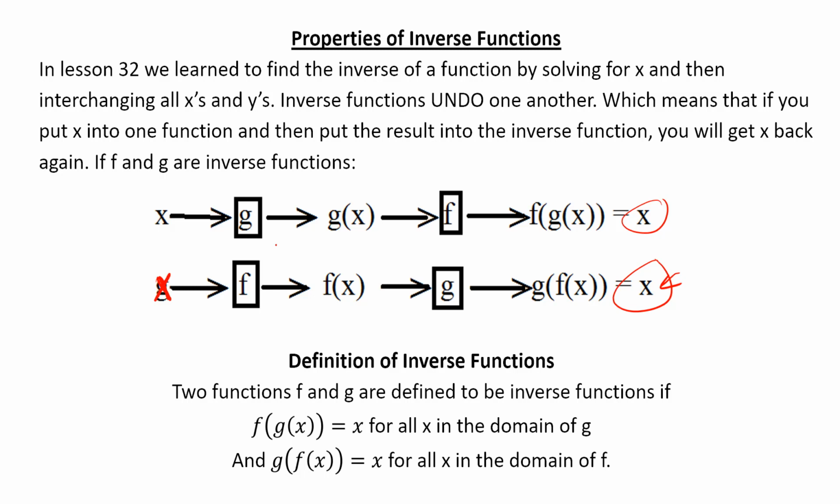So, definition of inverse functions. Two functions f and g are defined to be inverse functions if f of g of x equals x for all x in the domain of g, and g of f of x equals x for all x in the domain of f. So both things have to be true. F of g of x equals g of f of x equals x. That's when you have inverse functions.